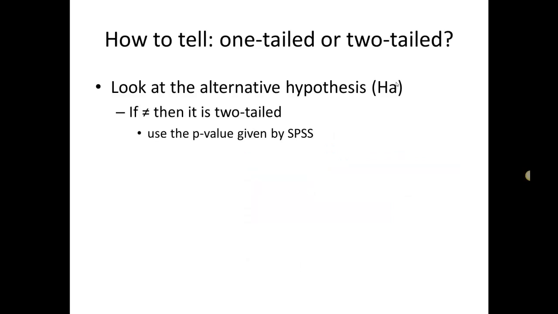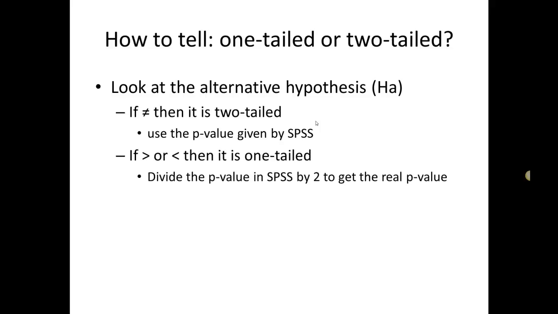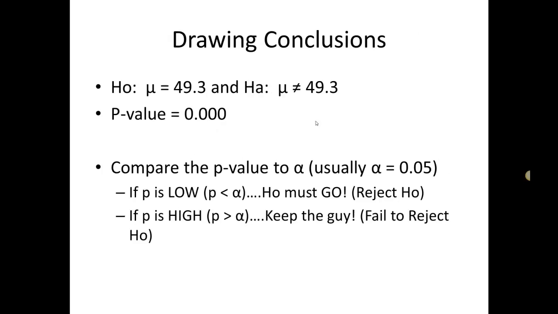So in general, how to tell if you have a one-tailed or a two-tailed test: you look at the alternative hypothesis, HA. If there's a not equals to in the alternative, then it's a two-tailed test, and you can just use the p-value that's given to you by SPSS. If your alternative has either greater than or less than in it, then it's a one-tailed test. So you would take the value that you get in SPSS and divide that by 2 to get the real p-value, the one-tailed p-value that you want for your particular test.